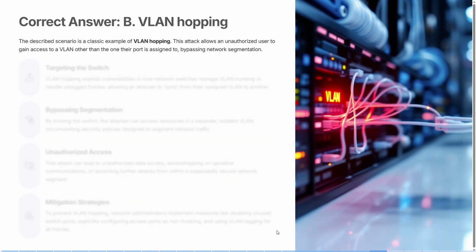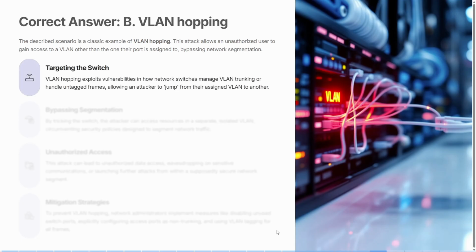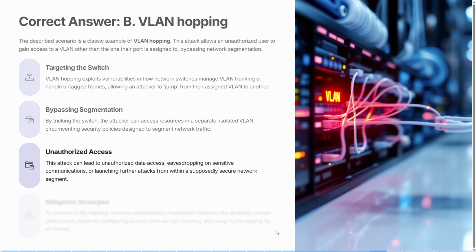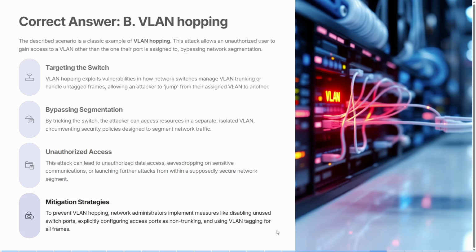VLAN hopping, and it's pretty much in the name, guys. That was VLAN hopping. That is when you're targeting the switch to try to convince it to basically make you jump from one VLAN to another VLAN. So by tricking the switch, you can get into another VLAN, getting around those security policies preventing you from otherwise doing that. Long story short, just know if you're going from one VLAN to another VLAN, by tricking that switch, you are doing VLAN hopping.